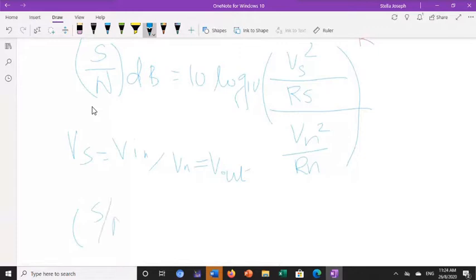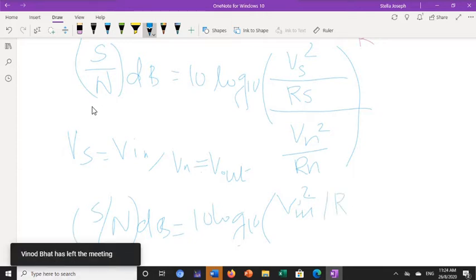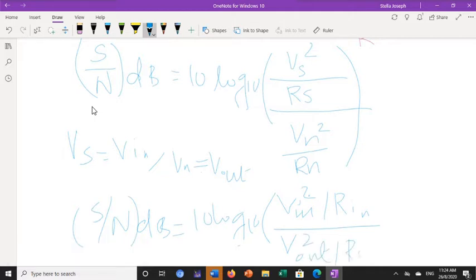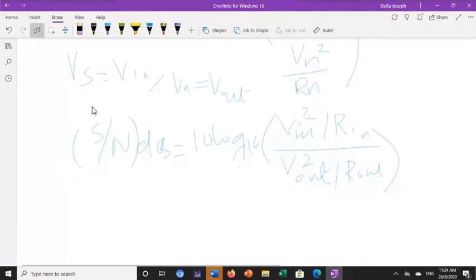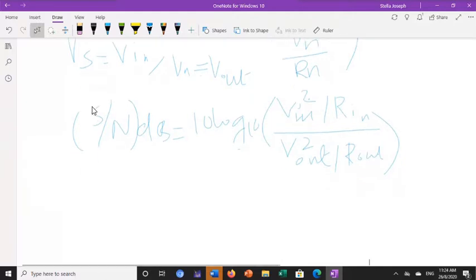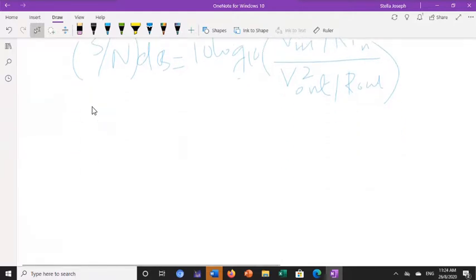So your equation will become S by N in dB equals 10 log 10 of V in square divided by R in, divided by V out square divided by R out. Okay, they will be asking like this pattern also. So now we'll solve one problem in SNR.